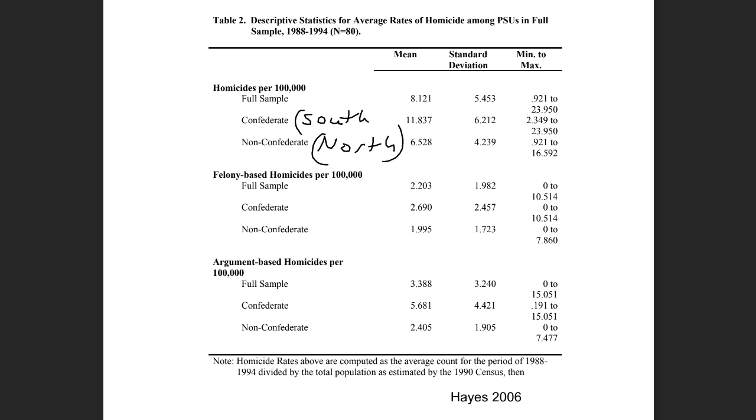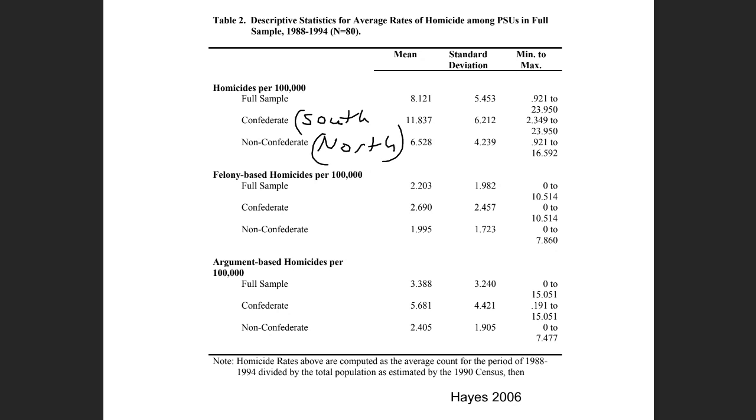And they split it out into felony-based homicide, so this is a homicide that's happening in the course of a robbery or another serious crime, and argument-based homicides. And what you can see is that the difference for felony-based homicides per 100,000 people is 2.7 versus 2. Standard deviation 2.45, 2.46, or 1.7. So there's a lot of overlap.